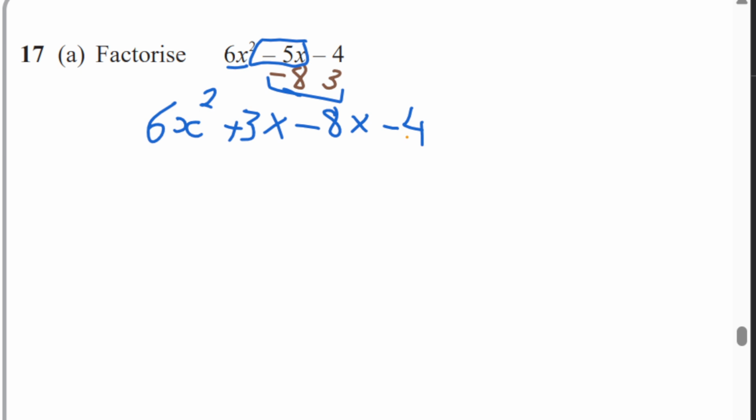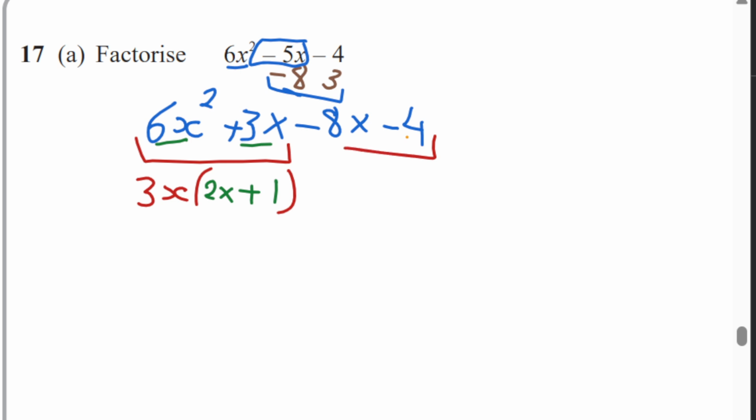Okay, now what I will do here, I will take 3x outside in this part. What will be left? If I take 3x out here, I will have 2x left, plus if I take this 3x out, I'll have 1 left. Now on this part here, I'll take -4 outside. What will I have left? If I take -4 here, I will have 2x left, and if I take this -4 out, I will have +1.